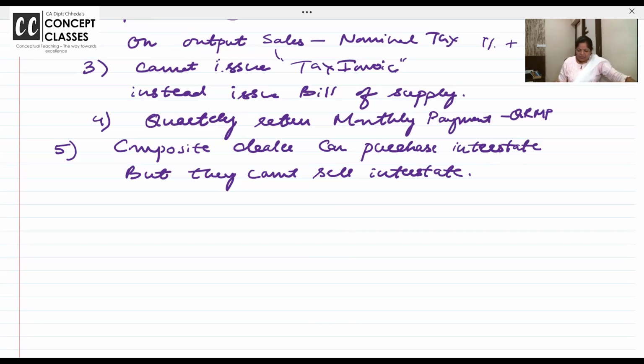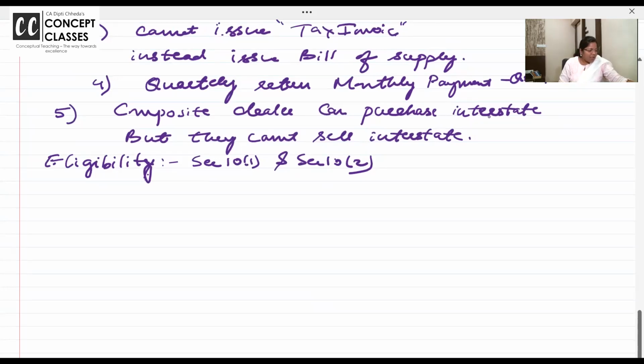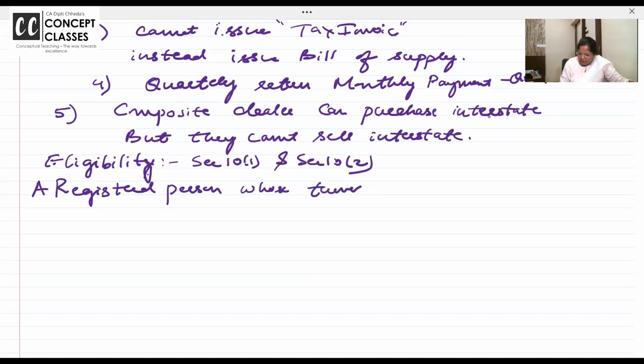There are many others who are not eligible for composition scheme. Next is eligibility. What is the eligibility, ma'am? What do you mean by small traders? Who can go for the composition scheme? For eligibility, let us say section 10(1) and section 10(2). Okay. Who are eligible to go for this? A registered person whose turnover, which turnover? Aggregate turnover is less than 1.50 crore.